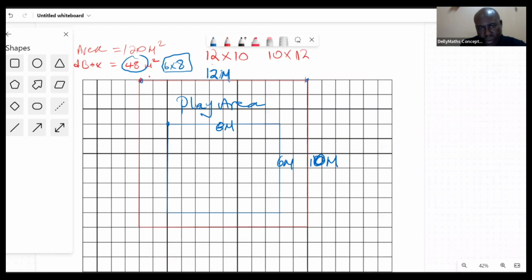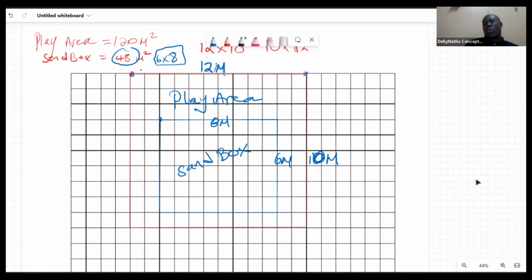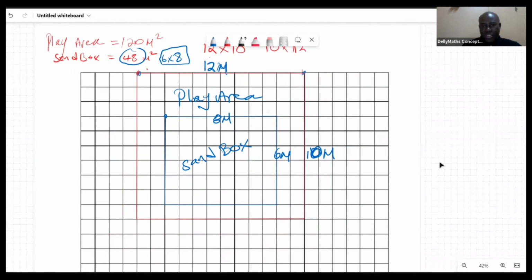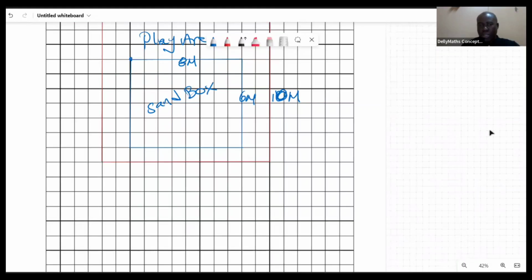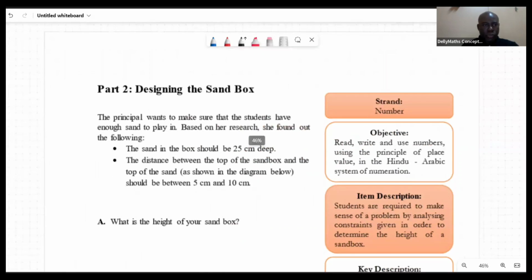1, 2, 3, 4, 5, 6. So this area is where we're going to put this sandbox. All right, so basically, that's it. So that's our play area and our sandbox we actually pick off right there. So that's the first task that you are required to do, and to put on the necessary measurements on them. So that's that. Let's see what other tasks that we have to do.